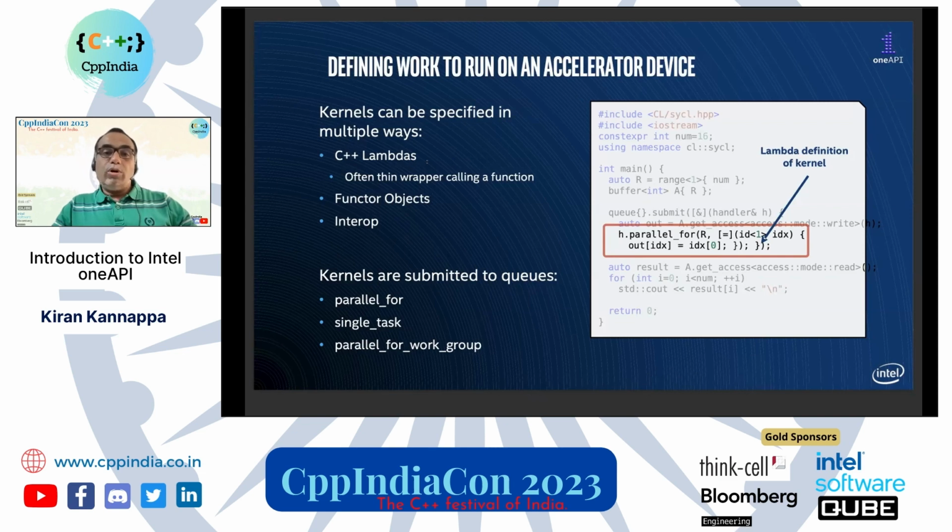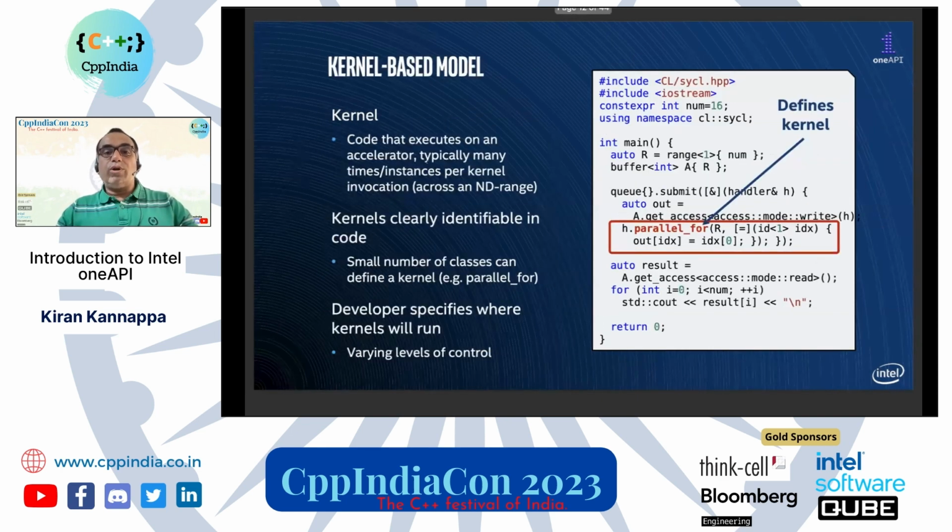So parallel for is your classic OpenMP for with a parallel construct. Then single task is for task parallel, and parallel for work group is when you create work groups. I have another slide for it. So the piece of code that runs on an accelerator that is offloaded is referred to as a kernel. That is code that is executed on a specific accelerator.